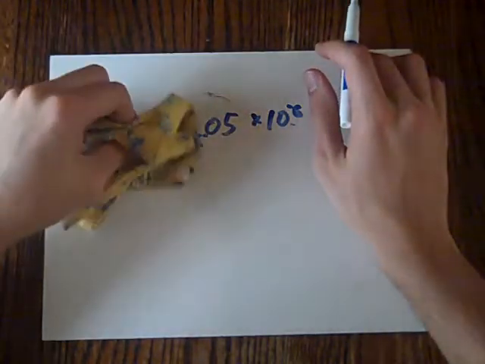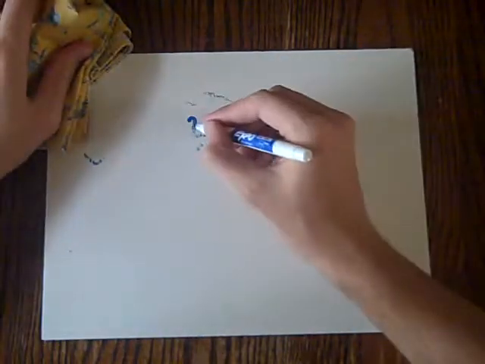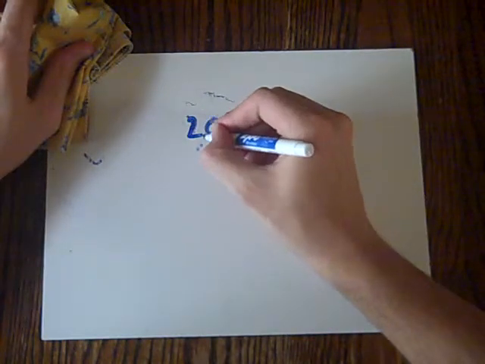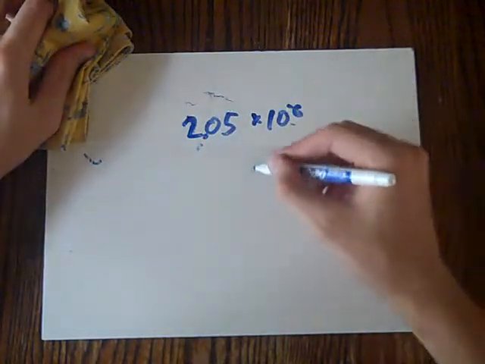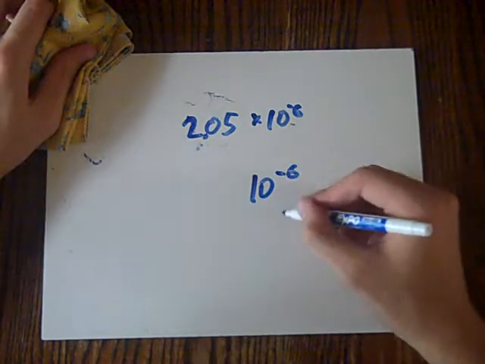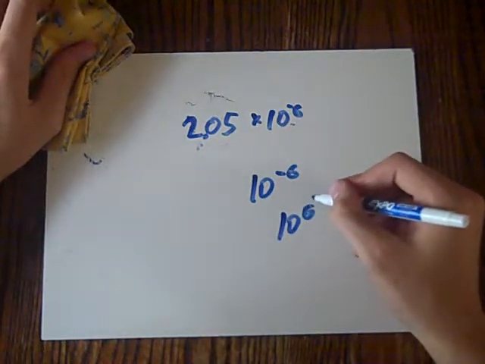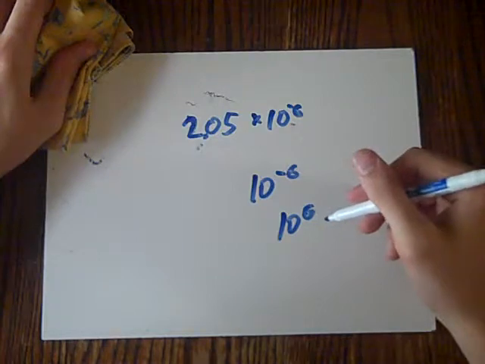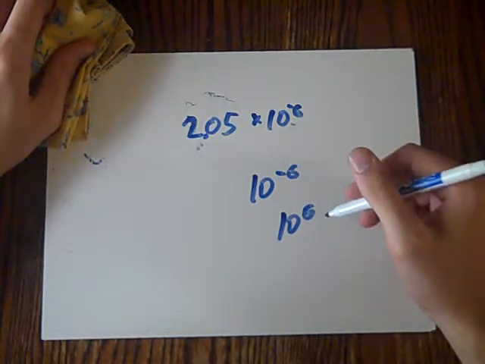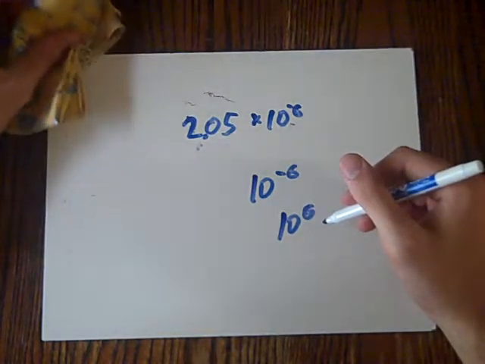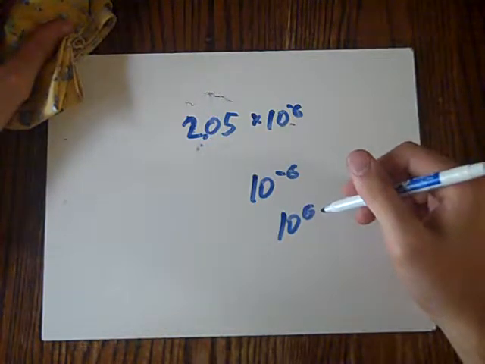And so basically, you may not know whether or not to put 10 to the negative 6 or 10 to the 6, but that just takes time to get used to and figure out. I don't really have a way to explain it. Maybe some of you do, so if you do, let me know in the comments below.